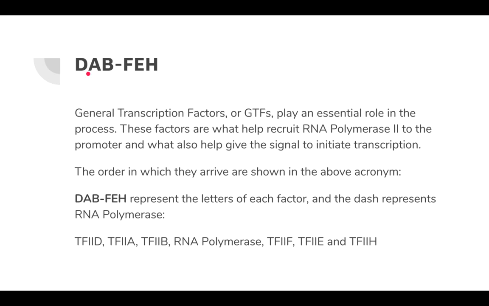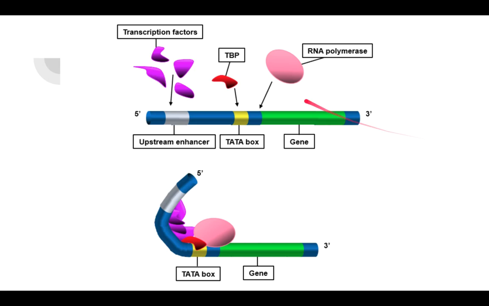TF2D, TF2A, TF2B, the dash or the space in the middle represents polymerase coming in, TF2F, TF2E, and TF2H. This is the visual blown up a little bit. This is our promoter right here, the TATA box. Once the sequence is found, we have TBP, which will come in and latch on.